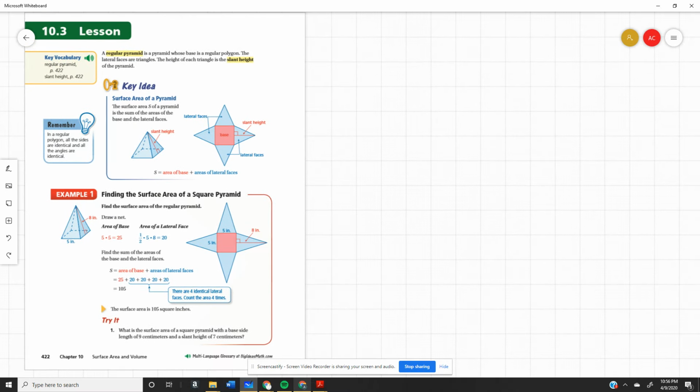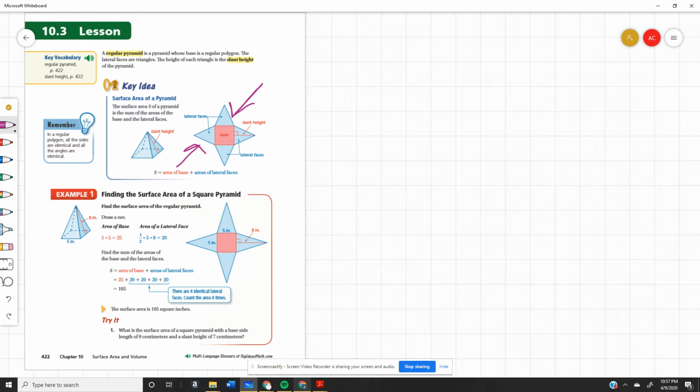A regular pyramid is a pyramid whose base is a regular polygon. So regular polygons are triangles, squares, hexagons, pentagons, septagons, any of those, okay? The lateral faces are triangles. So that's what all pyramids have in common. All pyramids have lateral faces that are triangles, okay? They have a base that's some other polygon. Now that base can be a triangle too, but it can also be a square or an octagon or a hexagon. And all of the faces are triangles, okay?